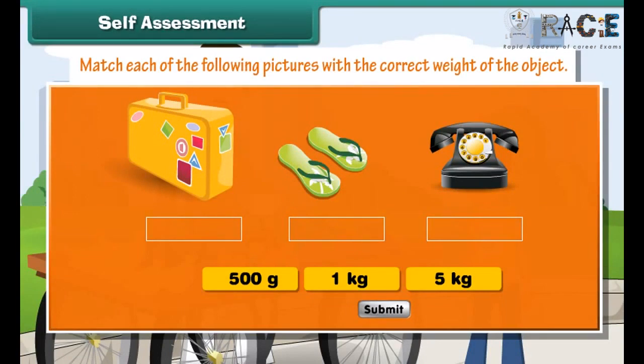Summary. Let us summarize what we have learned. It is easy to lift light objects as compared to heavy objects. Balance is used to measure the weight of objects. 1 kilogram is equal to 1000 grams.